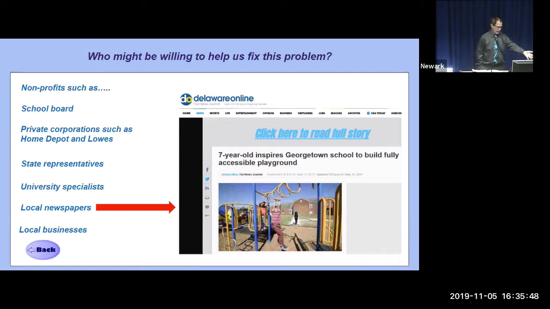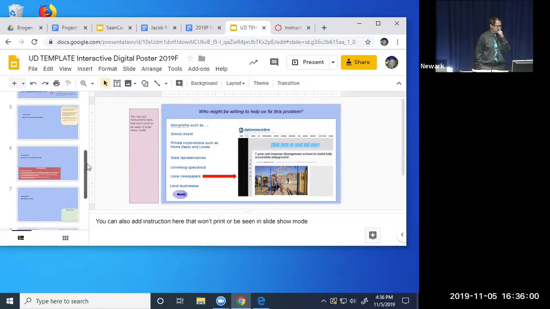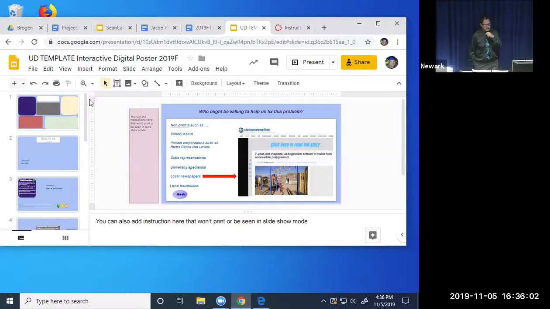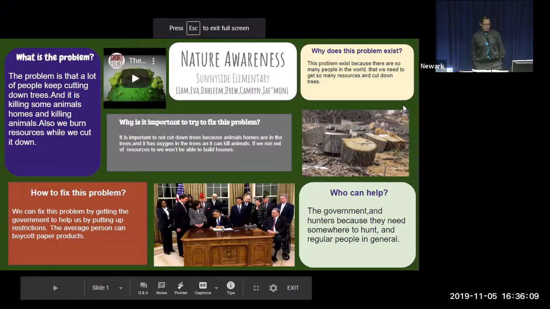So this was like nonprofits, state representatives. You could actually ask university specialists, right? So let's show them, and once again, they embed videos, they do this kind of stuff. Students can do this. So show them the other one that was done in Sunnyside, 4th graders. So this one was done by Sunnyside Elementary School, right?